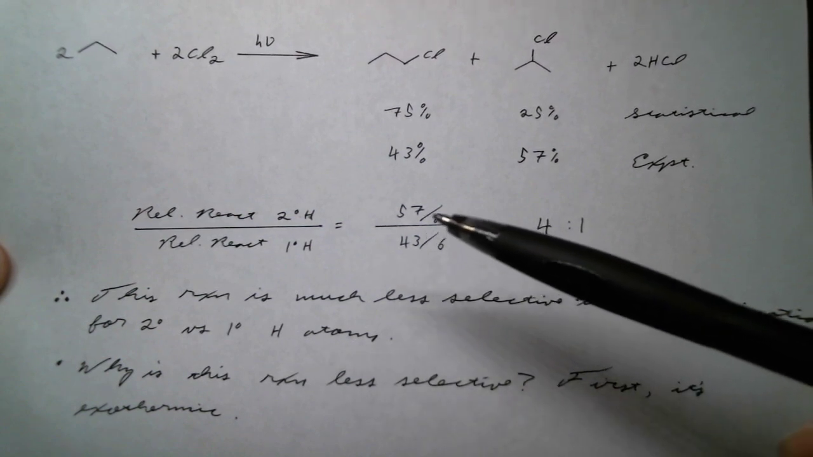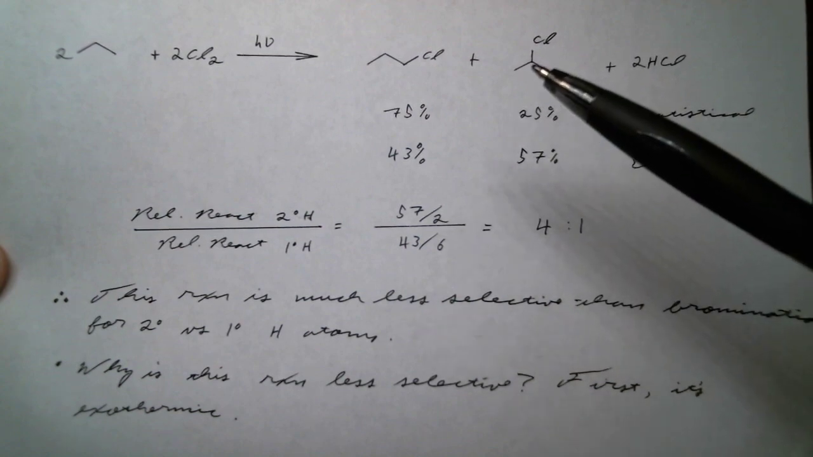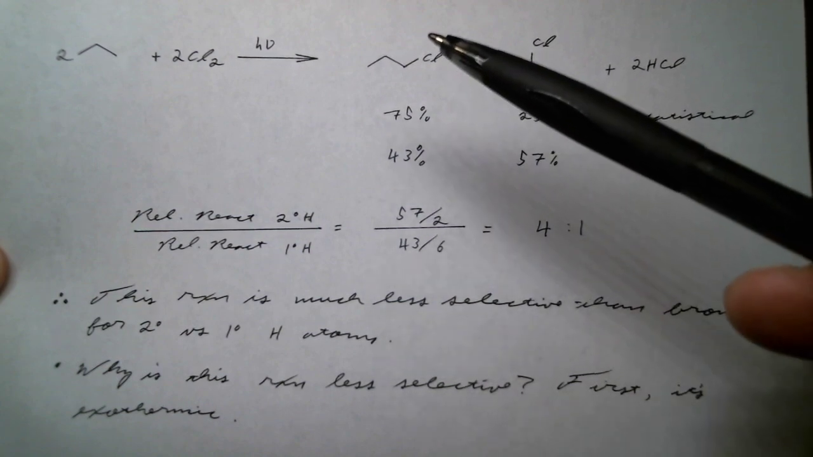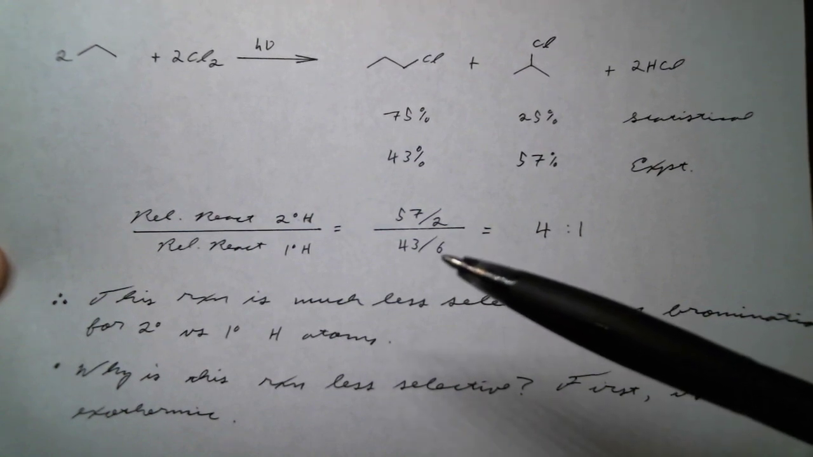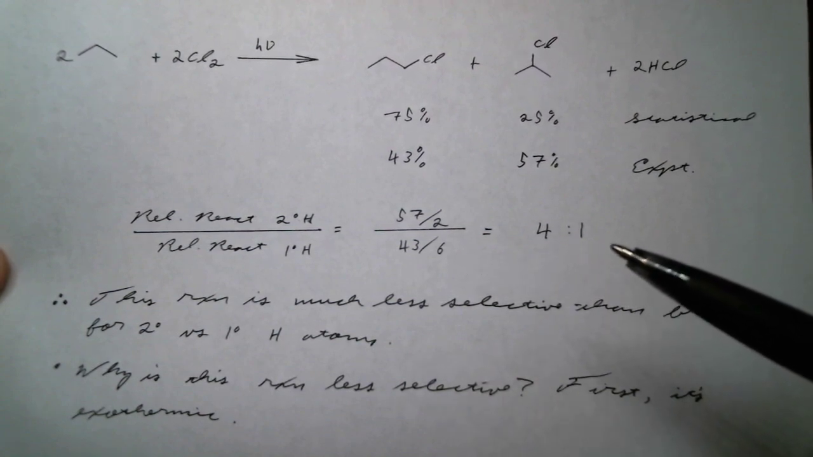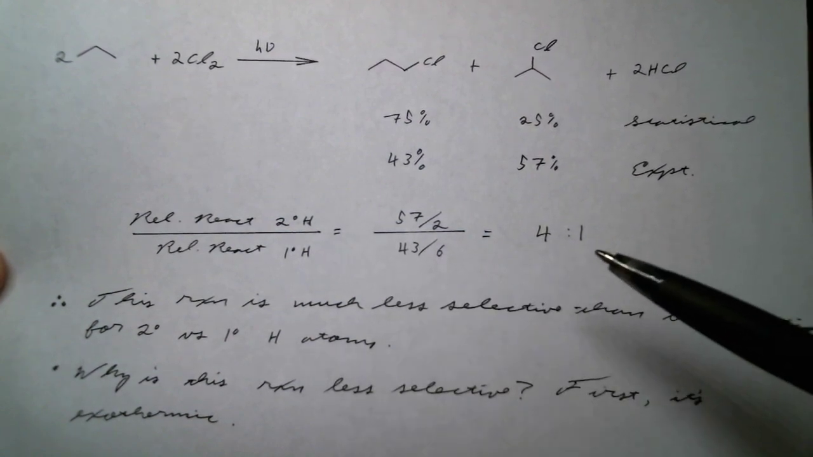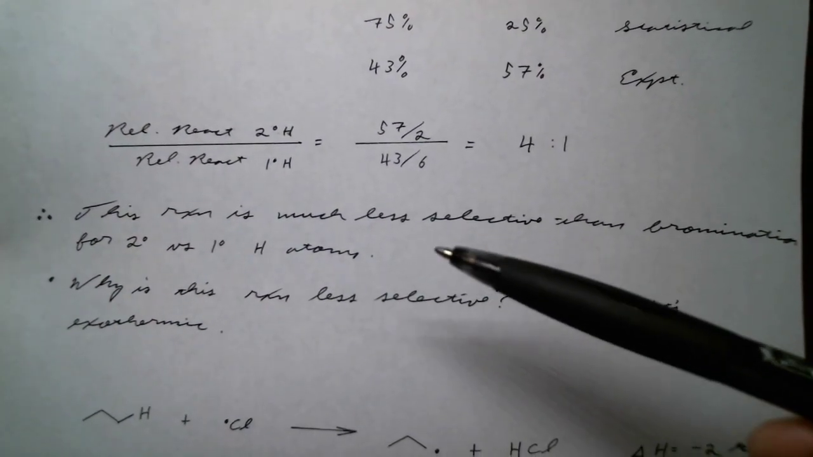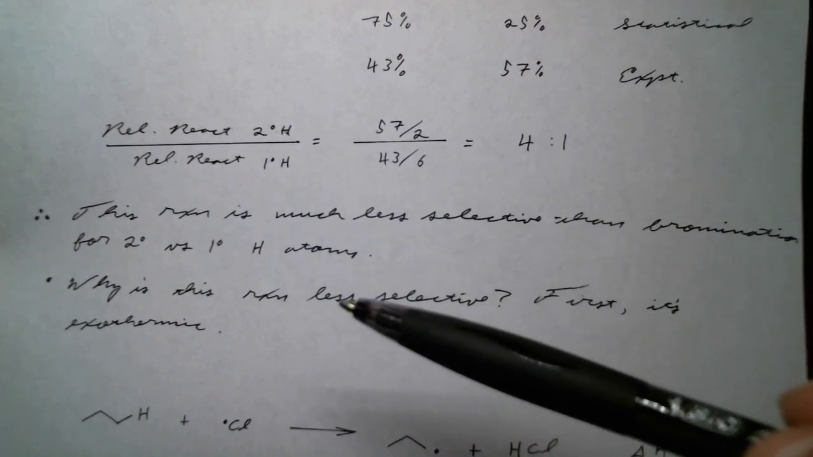What we would do is take our 57% experimental value, divide it by the number of protons that could lead to this product, so that's 2, and compare that to the 43% of the observed 1-chloropropane normalized to the number of primary hydrogens, which is 6, and so our ratio turns out to be about 4 to 1. So we expect a secondary hydrogen to be 4 times more reactive than the primary hydrogen for the purposes of radical chlorination. So this reaction is much less selective than radical bromination for secondary versus primary hydrogen atoms.